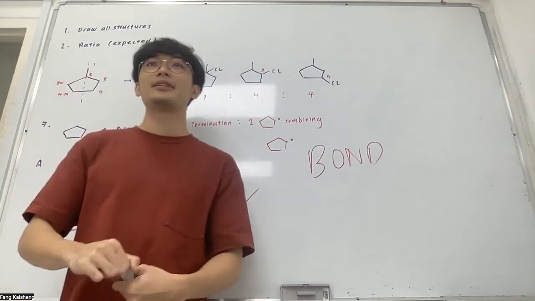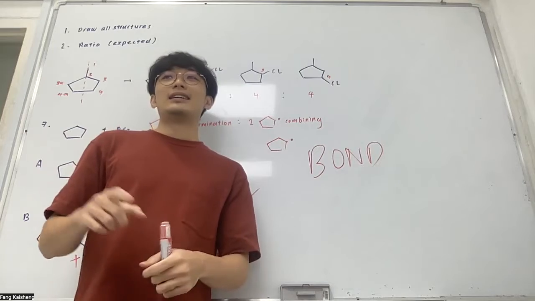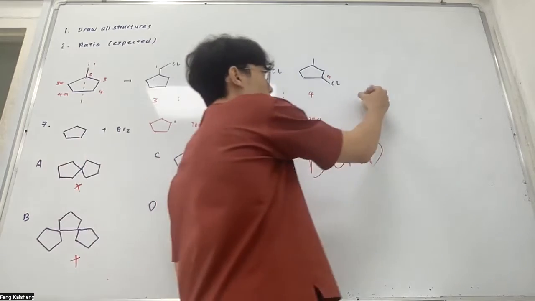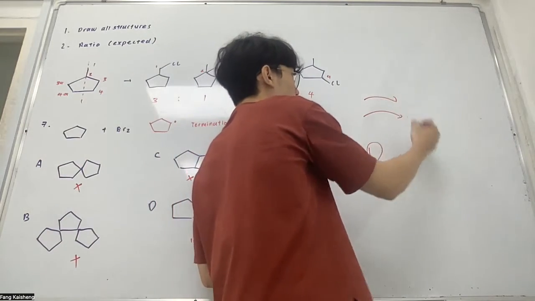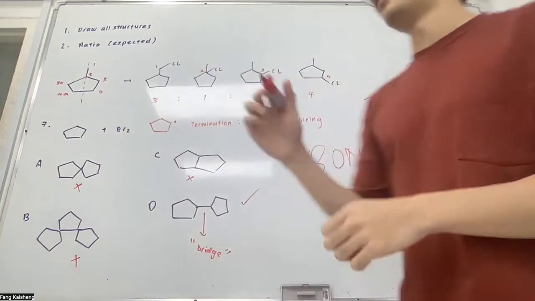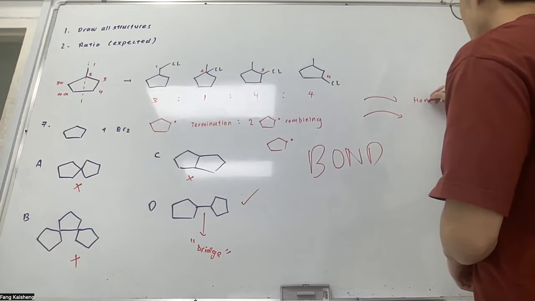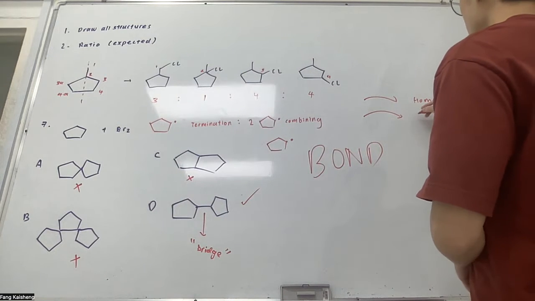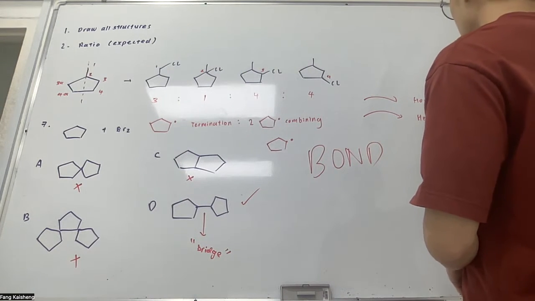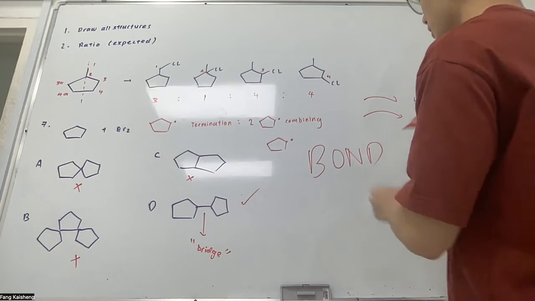Homolytic means what? We learned 2 arrows, right? The half hook arrow or the full arrow. Homolytic is which one? The half. So take note, the half-headed arrow is homolytic fission. Then this one is heterolytic. We only learn heterolytic in the next chapter onwards.